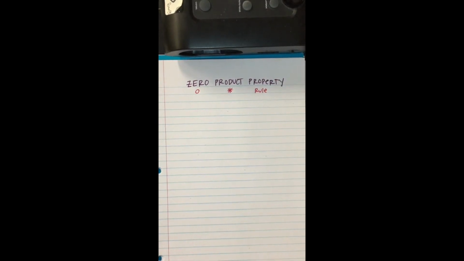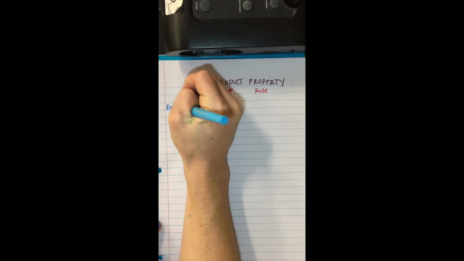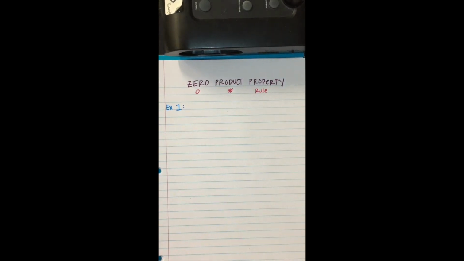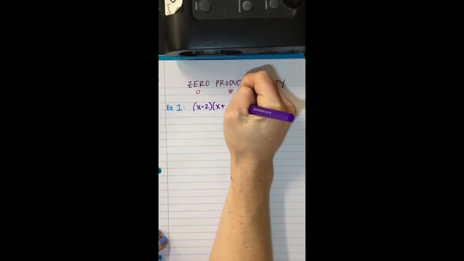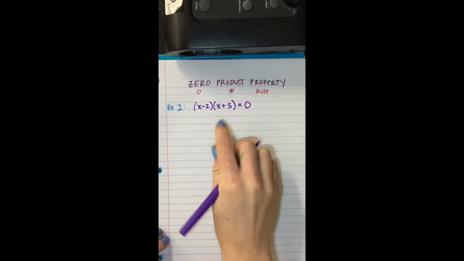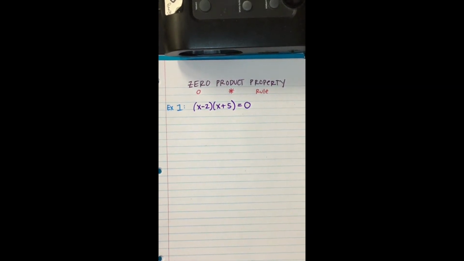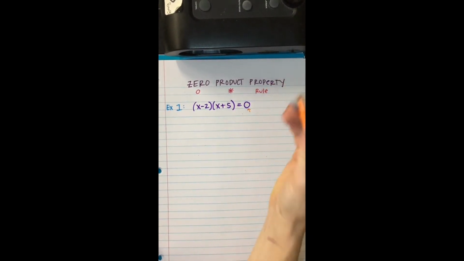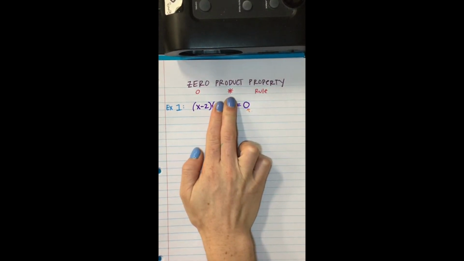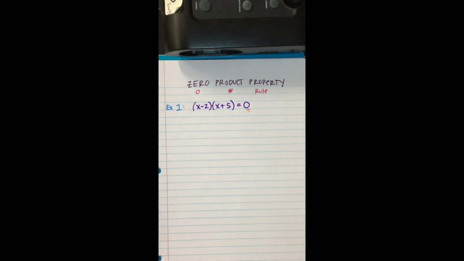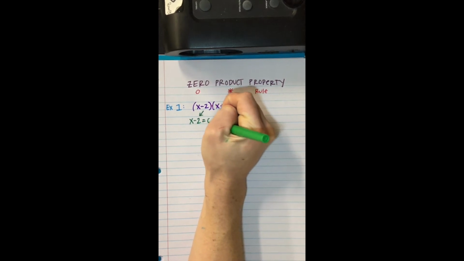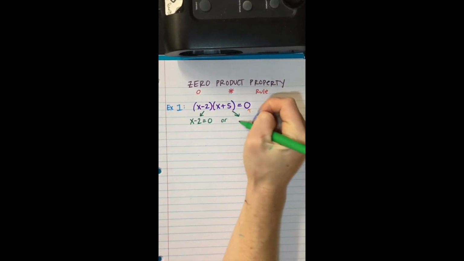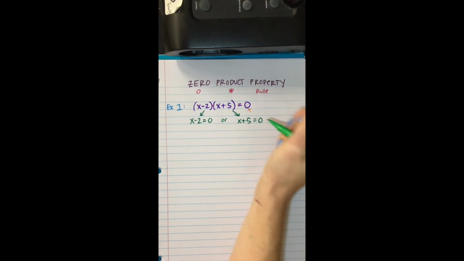So let's start with example 1. If I have the product of two things, let's say it's x minus 2 times x plus 5, and it equals 0, I can use the zero product property. Why can I use it? Because it multiplies to 0, and it is a multiplication problem. So I know that either this has to equal 0 or that has to equal 0. I write two equations and I solve them.